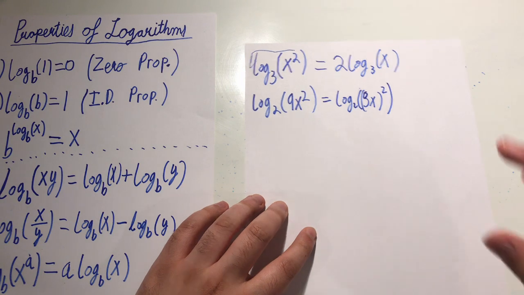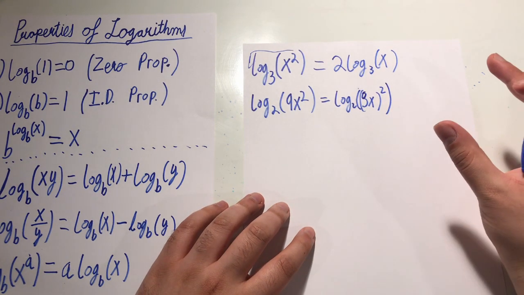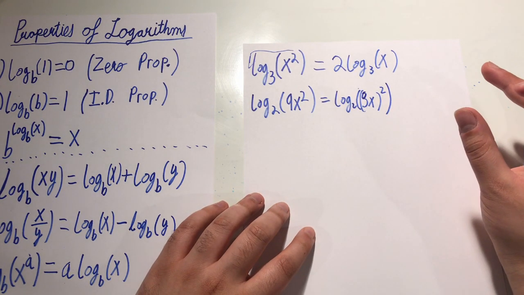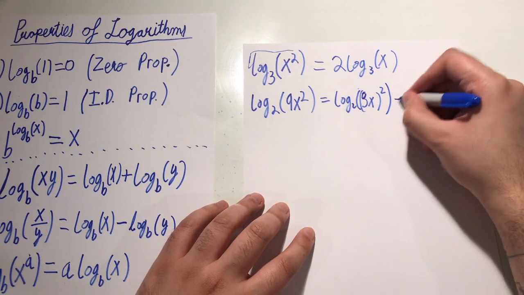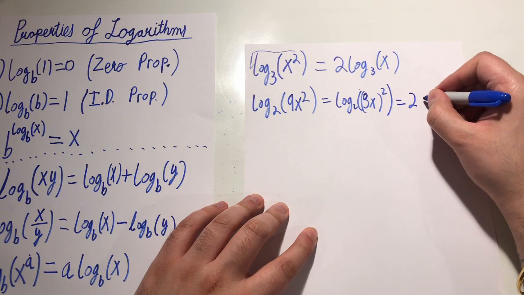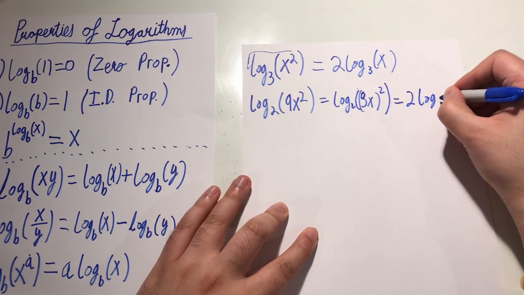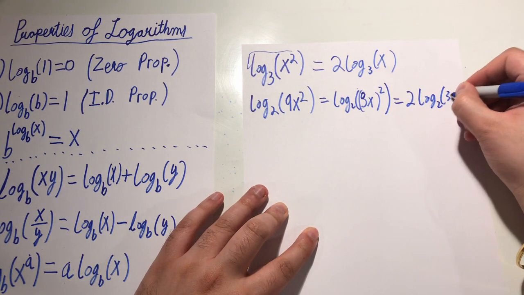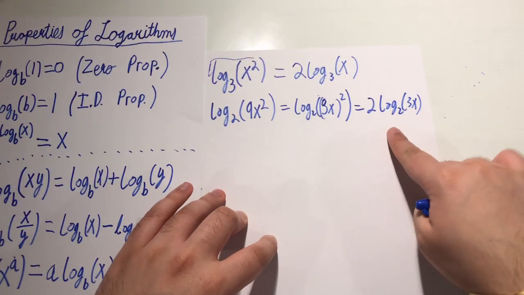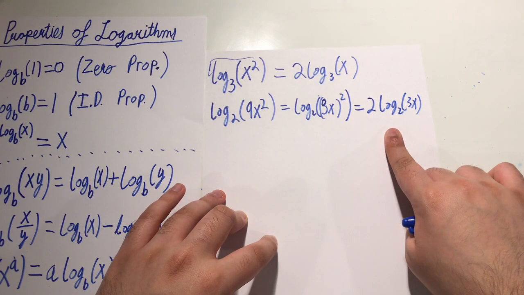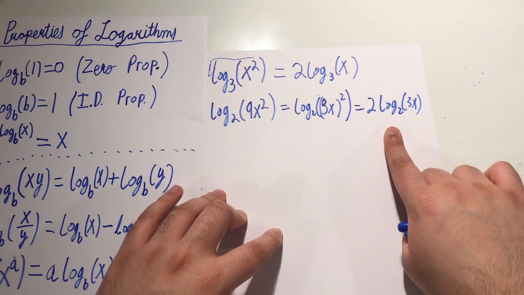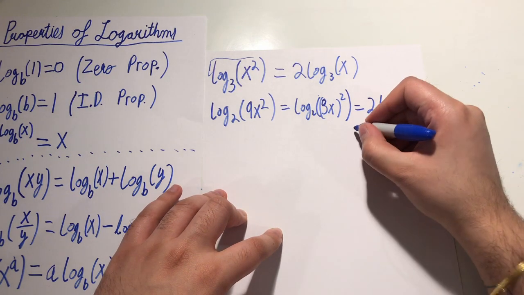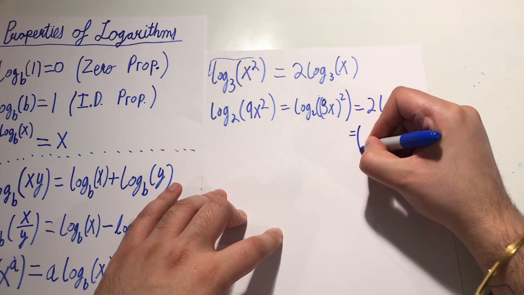So keep in mind everything in the logarithm needs to have the exponent. So then this becomes 2 times logarithm base 2 of 3x. And then this can be further separated using the product rule, right? I'll just actually do that out now.